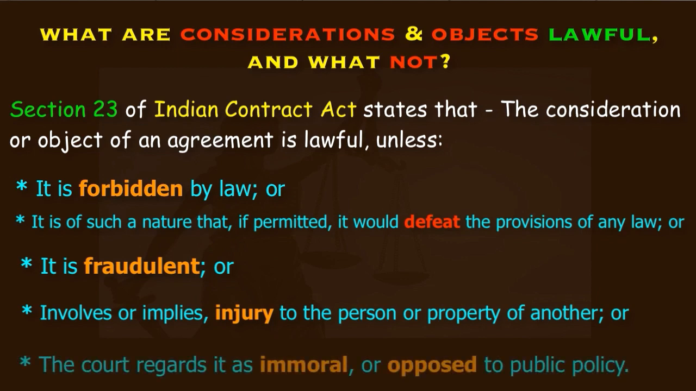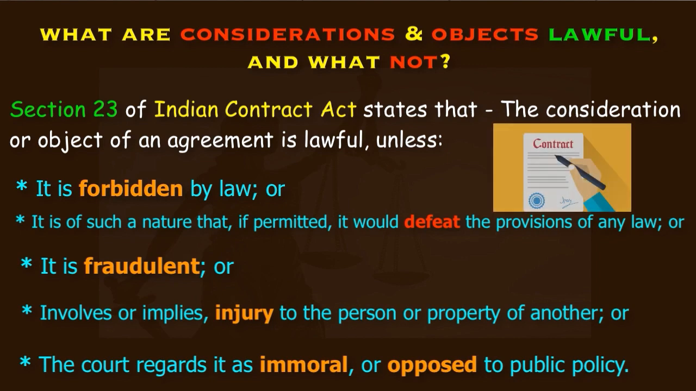Next one is, the court regards it as immoral or opposed to public policy. So if there are certain acts which are not directly illegal but immoral, even those trades are not allowed, and hence you cannot make a valid contract based on those items, trades, etc. So these are some of the meanings and explanations of lawful object.